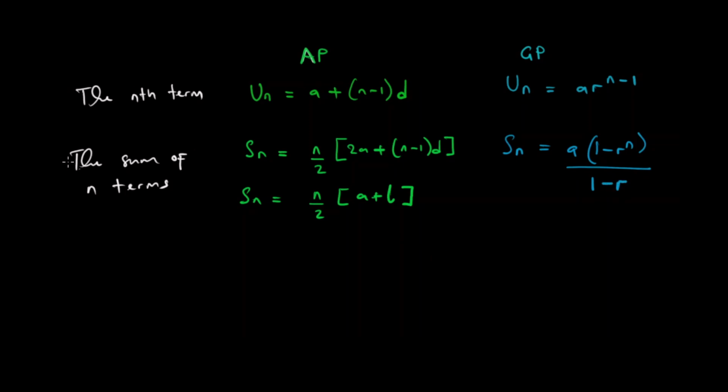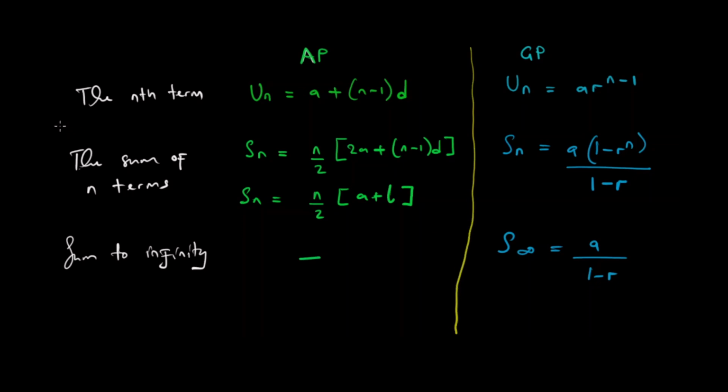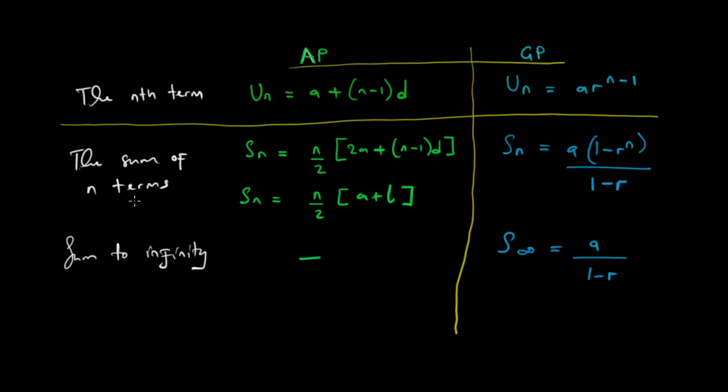Then from there we go to the sum to infinity. For AP there is no sum to infinity. The sum to infinity for GP, S infinity, is equal to a over 1 minus r. So this is very important. It's a chart that should be on your wall. This is very, very important. I cannot begin to stress how important it is.